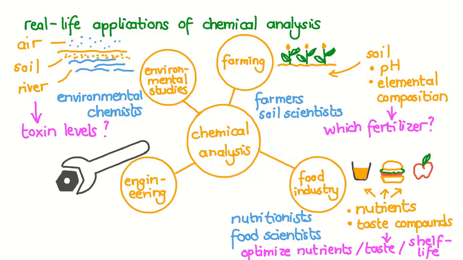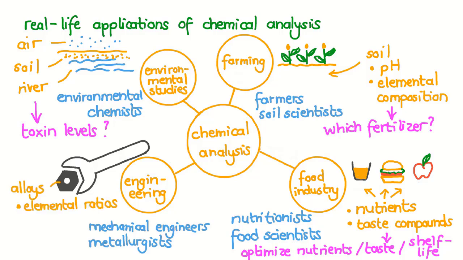One last example of where we use chemical analysis is in engineering. Mechanical engineers and metallurgists may take samples of alloys from machinery components to study their elemental composition and related strength. Doing this analysis helps them improve material properties. For example, they can design stronger or more corrosion-resistant machine components. These are just a few of the many examples of chemical analysis in real life.